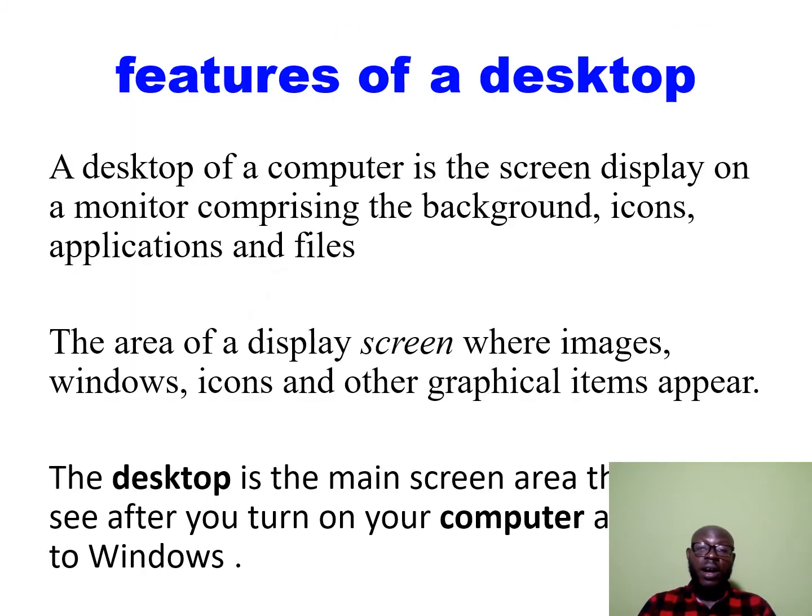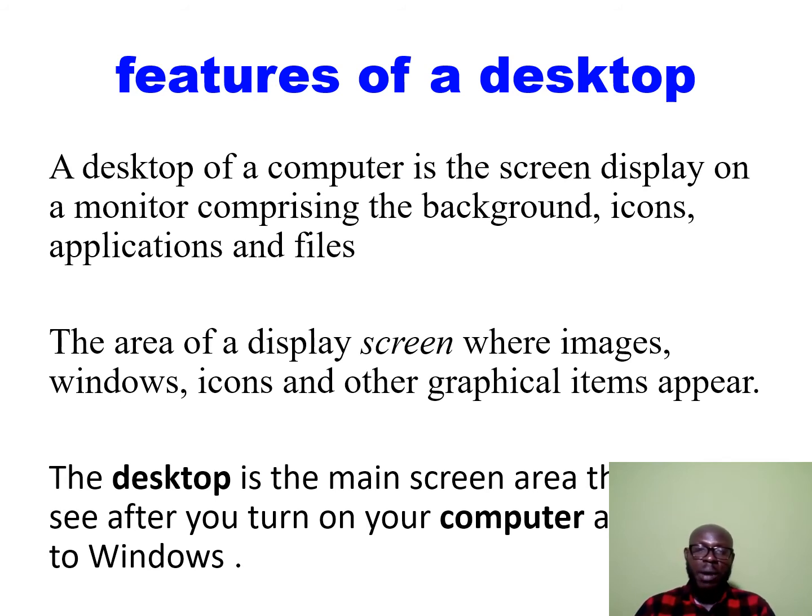Now, what do we have? Features of a desktop. When we say features, we are talking about the characteristics. Is that okay? So the features of a desktop. A desktop of a computer is the screen display on a monitor comprising the background, icons, applications, and files. So over here, we are trying to define what a desktop is. A desktop of a computer is the screen display on a monitor.